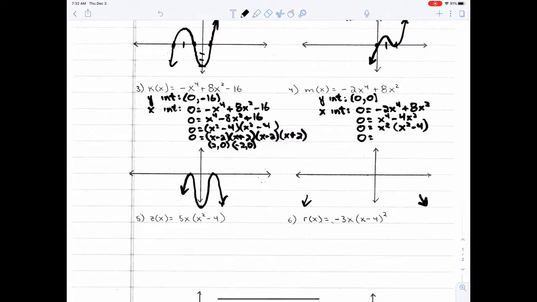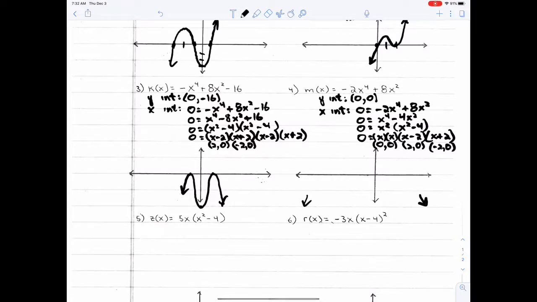Now here, x squared, you can leave it x squared, but just realize this is x times x. So that's going to give me a multiplicity of 2. And then this is x minus 2 and x plus 2. So what are our x-intercepts? 0, 0, which has a multiplicity of 2, then 2, 0, and negative 2, 0.